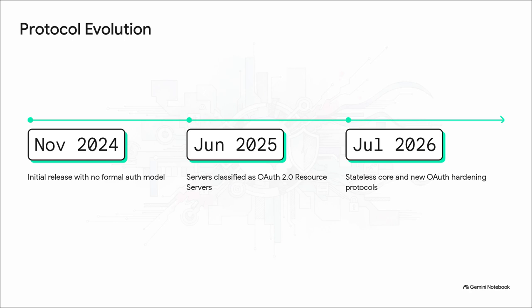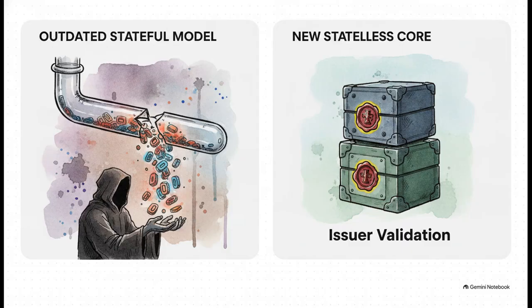But the real earthquake? That happened on July 28, 2026. It was the largest revision to date. The maintainers literally ripped out the entire stateful session model and implemented a stateless core alongside 6 brand new OAuth hardening protocols. The contrast between the outdated stateful model and the new stateless core is night and day.